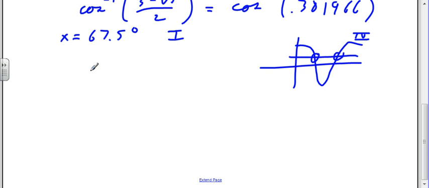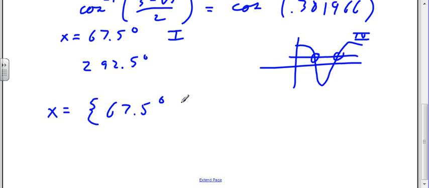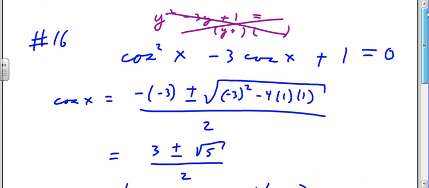And so that'd be 292.5 degrees. So my final answer, we put a solution set around 67.5, 292.5, and then we'd ask ourselves, is that right? All right, so come back to the original problem.